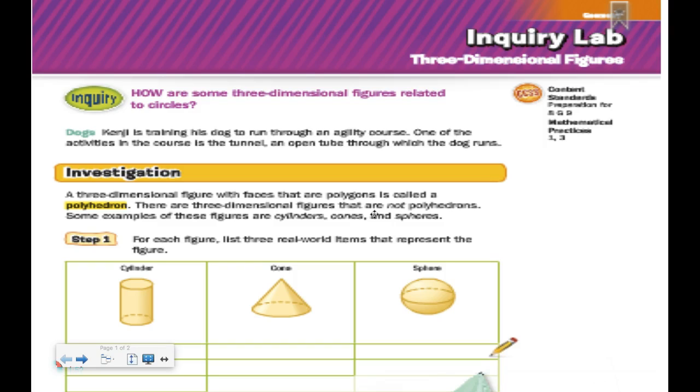So first of all, we're going to investigate. A three-dimensional figure with faces that are polygons is called a polyhedron. There are three-dimensional figures that are not polyhedrons as well. Some examples of these figures include cylinders, cones, and spheres. So we're going to be talking about cylinders, cones, and spheres today. Those are not polyhedrons.